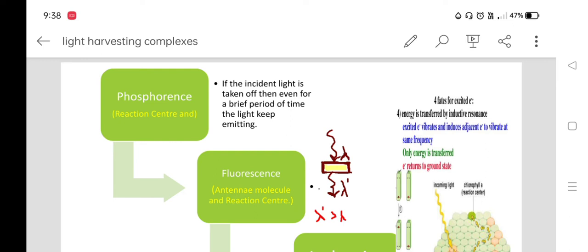The actual reason behind this is, as we have studied in chemistry, that the spins of electrons are always anti-parallel. In the case of phosphorescence, the spin of the electron becomes parallel. So this is simple chemistry.